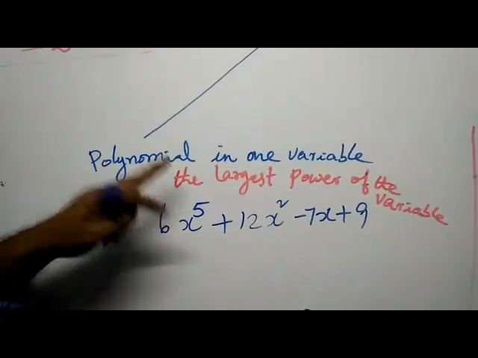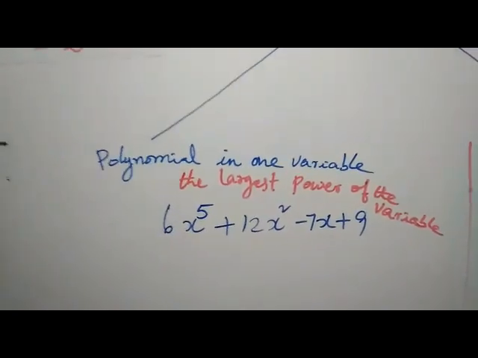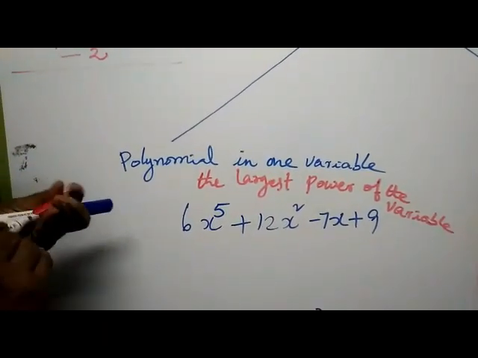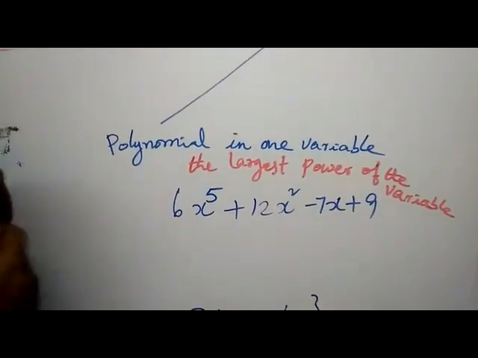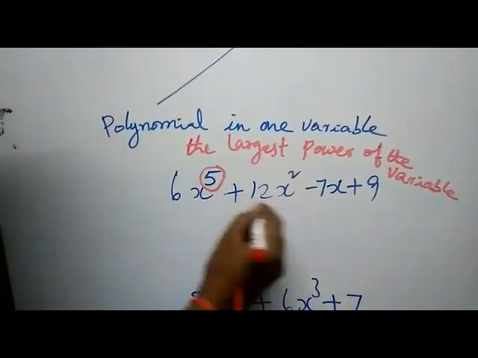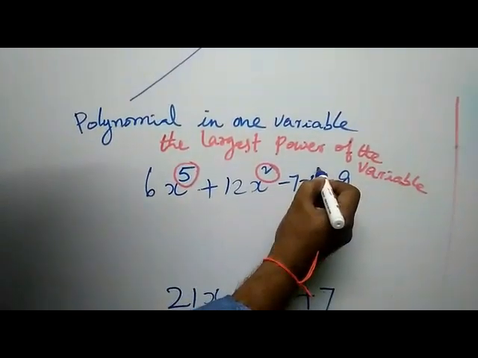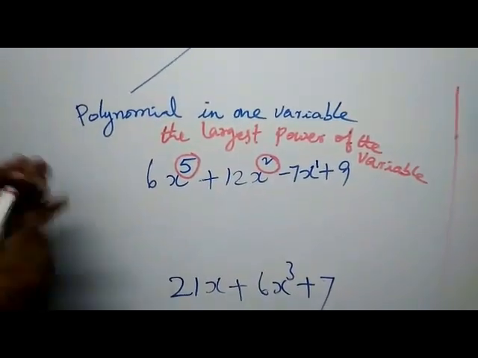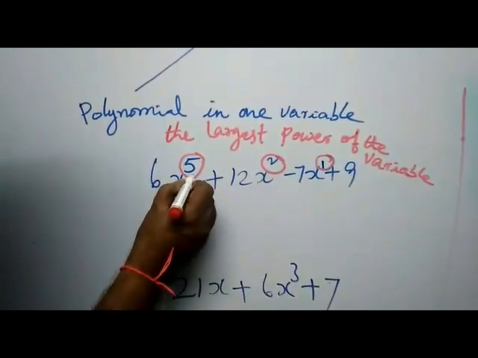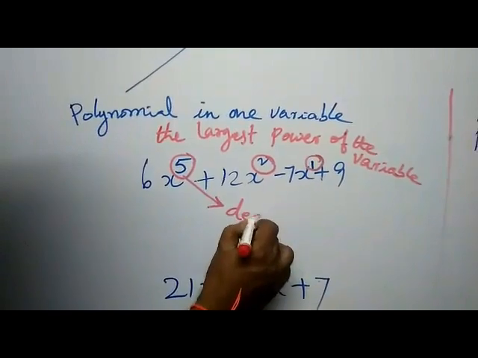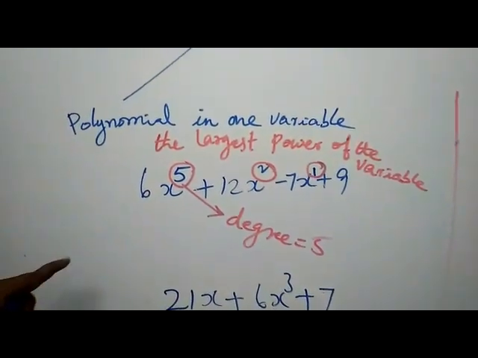How to find the degree? The largest power of the variable. What is the power of this x? 5. The power of x is 5. What is the power of this x? 2. What is the power of this x? 1. So, in this, what is the largest? 5, 2, 1. This one is the largest. That's why degree is equal to 5. The degree of the polynomial is 5.